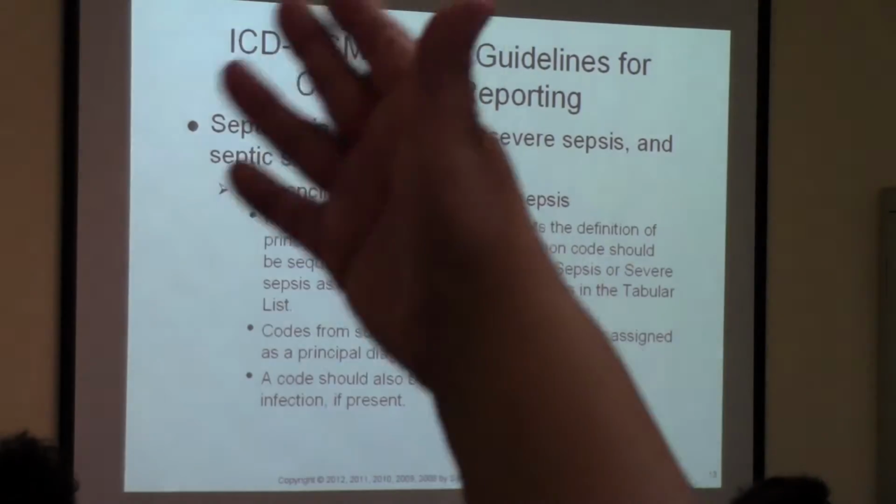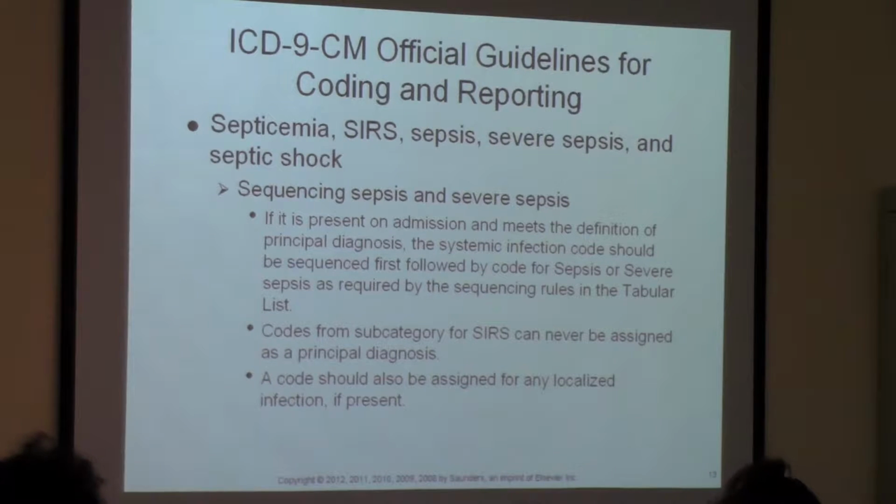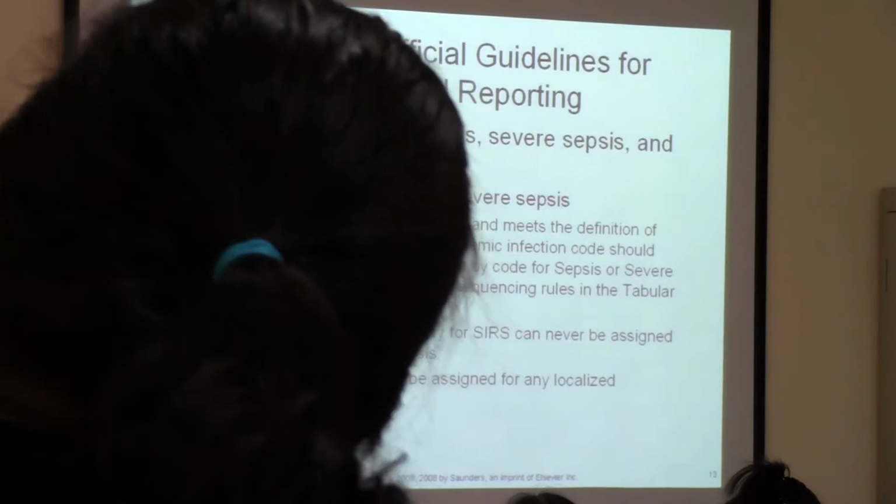So it could be that they end up getting that because of the pneumonia. But just know that if the patient is present at the hospital, gets admitted, and they have sepsis or severe sepsis present on admission, you want to code for it as your principal diagnosis. So you're going to have two codes, there's only one slot. So the underlying condition will be first, and then your sepsis code. 995.9, 91 or 92.